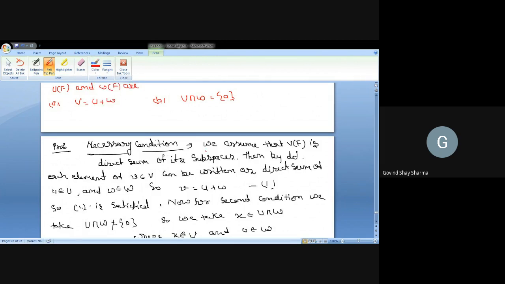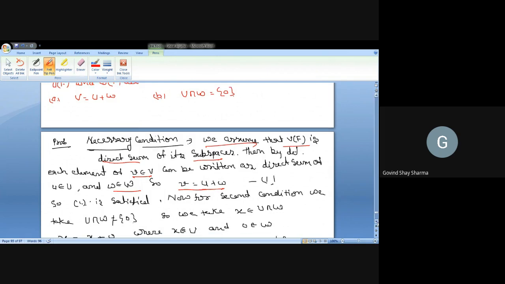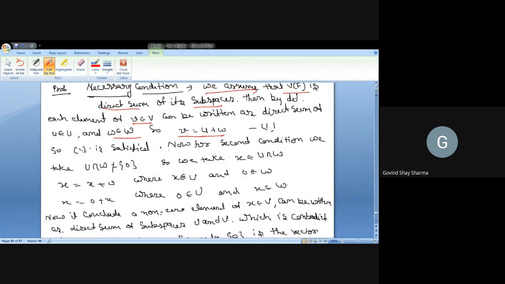Let us assume that we have a direct sum of its subspaces. Then by definition v belongs to V, w belongs to W, u belongs to U. So v can be presented as u plus w form. This is the first condition. Now for the second condition we take that x belongs to the intersection of U and W.